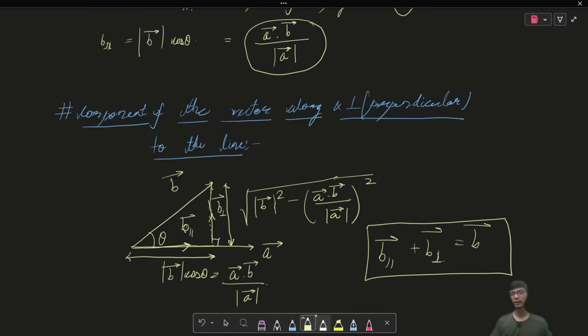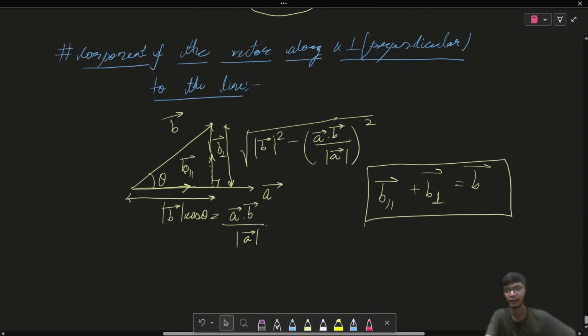So if we apply the triangle law of vector addition, we will get the relation: B parallel vector plus B perpendicular vector is equal to the B vector. If I am able to find any one vector, then I can represent the other in terms of it, because we know the B vector. Now, in order to write any vector in a direction, we generally take the help of the unit vector.